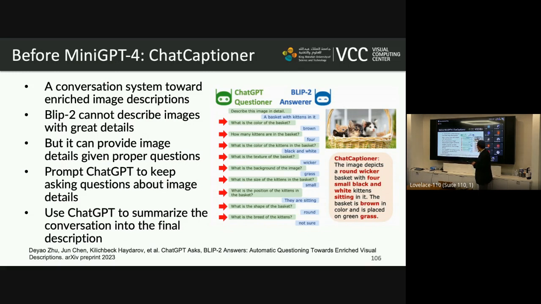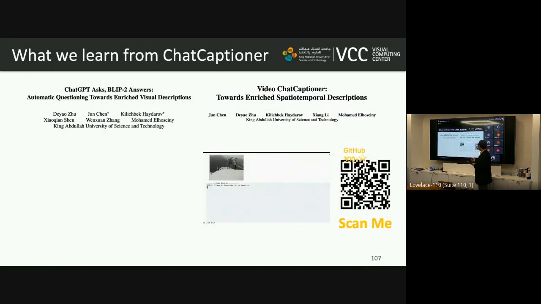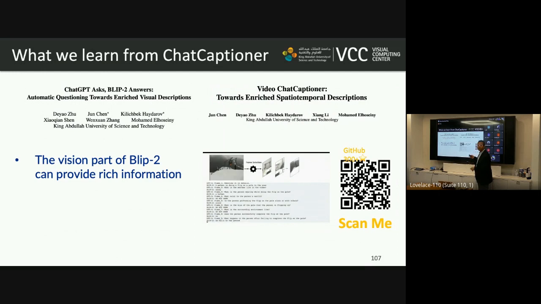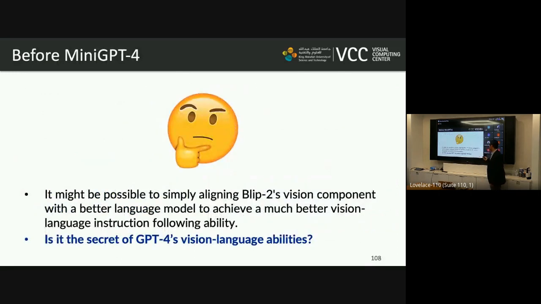We realized that the generated language descriptions tend to be preferred most of the time compared to the ground truths. And this informed us that BLIP-2 actually is a good information extractor: it has a representation that is powerful enough to extract really useful visual knowledge. We extended that later to video in a similar way, but video basically adds more temporal information.